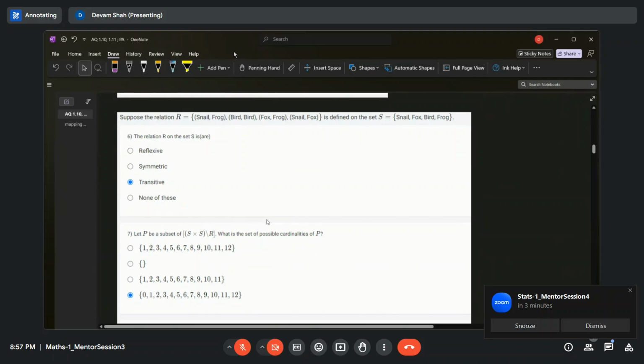This one was there, right? Snail, frog, bird, fox. Now, what is the cardinality of S? 4. Okay. What is the cardinality of S cross S? 16. Now, what have they asked here? Let P be a subset of S cross S minus R. What is the set of possible cardinalities of P?